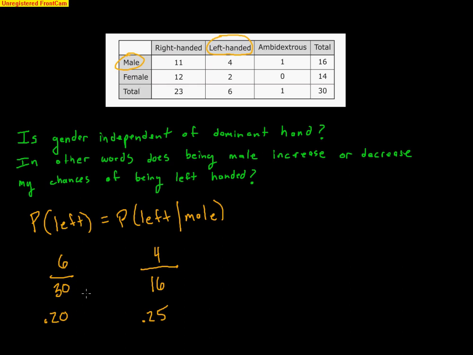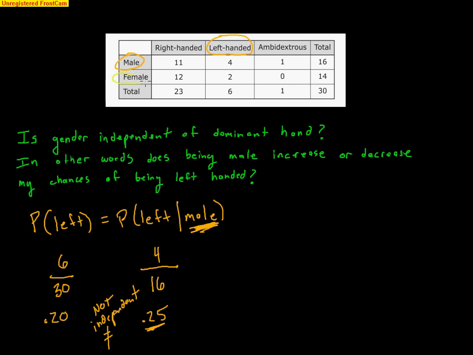So what I just found out is that these are not independent. These two variables are not independent because they're obviously not equal. What this actually shows me is that if I am a male, I'm slightly more likely to be left-handed. Interesting.